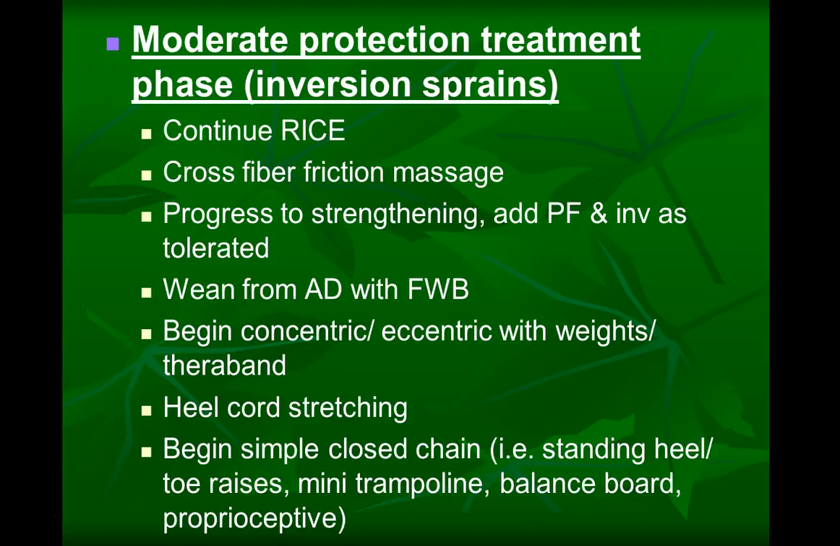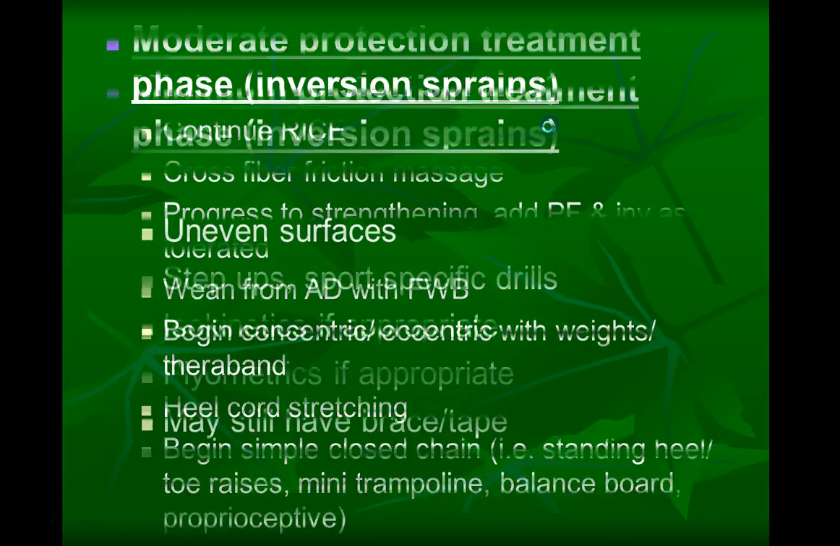And now in this moderate protection phase, we really want to start working on simple closed chain activities, getting on the trampoline, standing, start out doing bilateral exercises and working your way to unilateral, but we really got to get back into some closed chain things and get some proprioceptive input into that foot and that ankle.